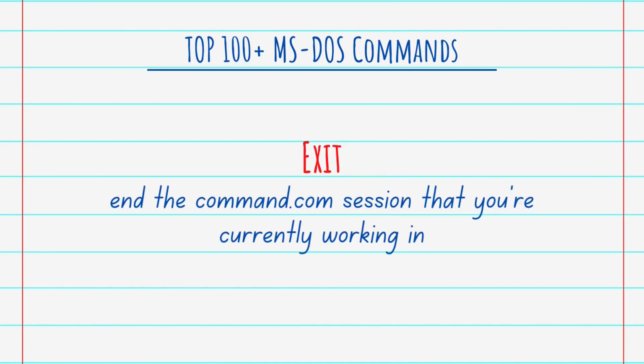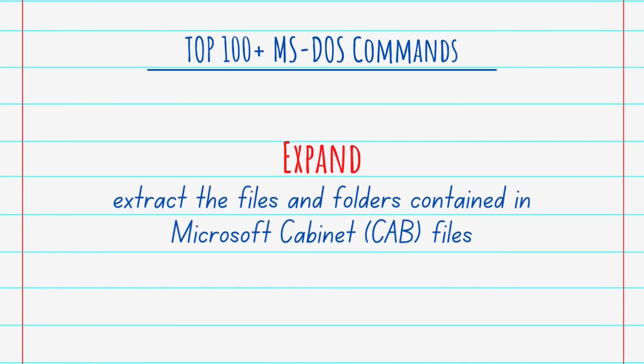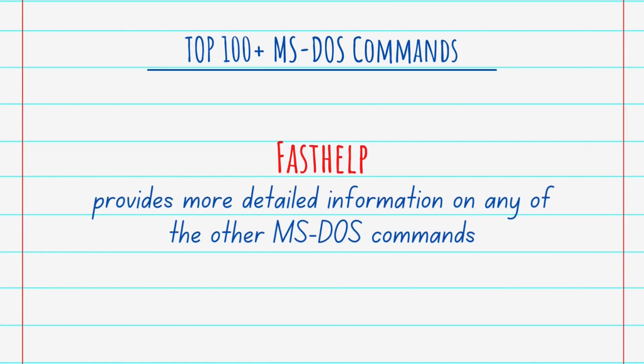Next is exit. The exit command is used to end the command.com session that you are currently working in. Expand. The expand command is used to extract the files and folders contained in Microsoft Cabinet, that is, in the .cab file. Okay. Next is fasthelp. The fasthelp command provides more detailed information on any of the other MS-DOS commands.